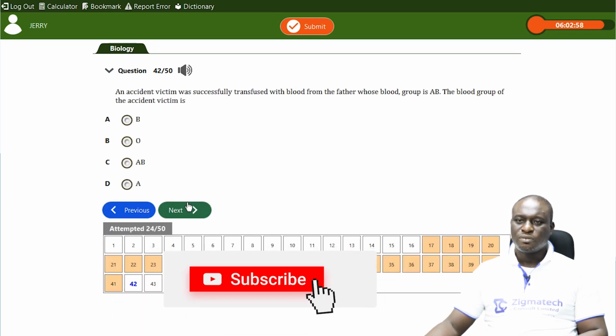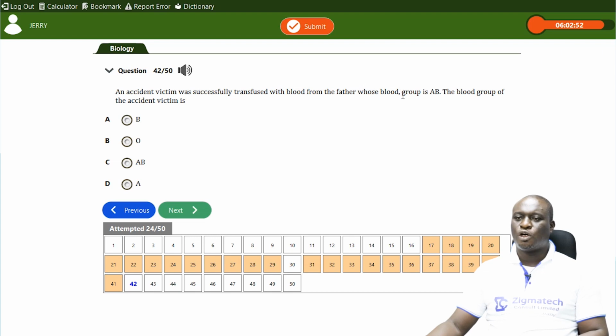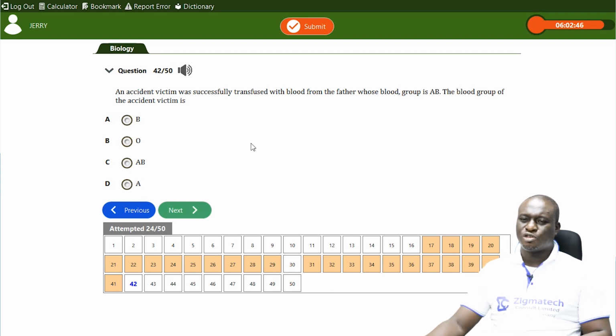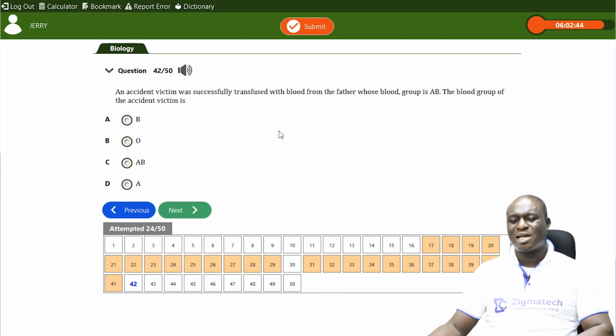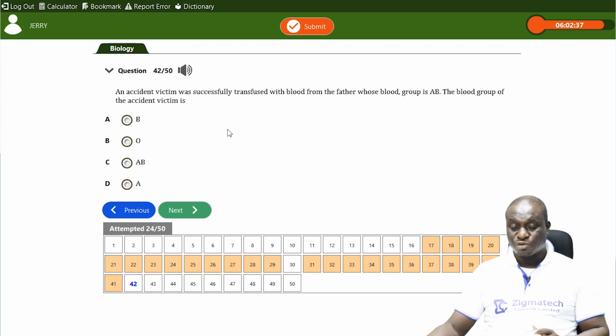Next. An accident victim was successfully transfused with blood from the father whose blood group is AB. Now, the blood group of the accident victim is what? Now, blood transfusion is a very exciting topic that everyone needs to take note of, as it relates to the blood group.